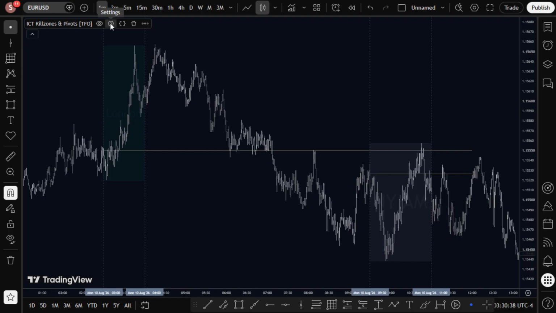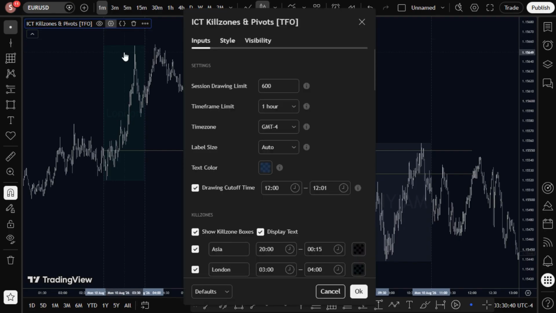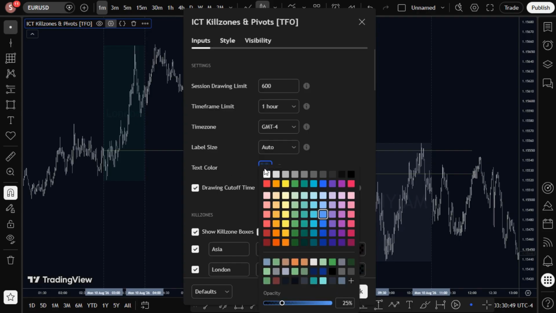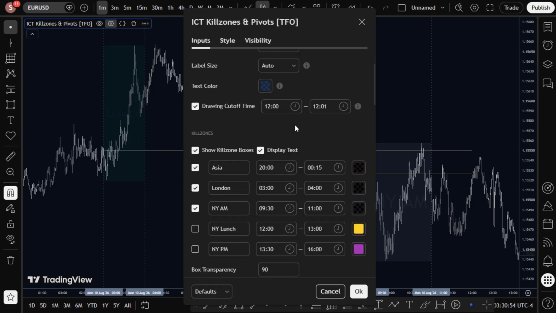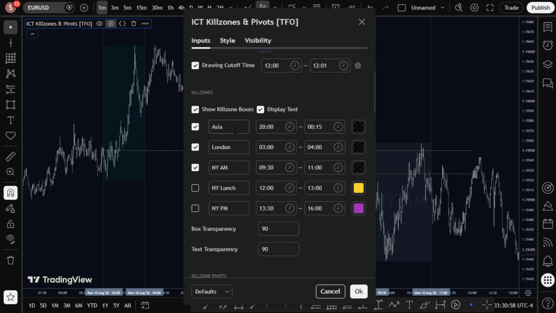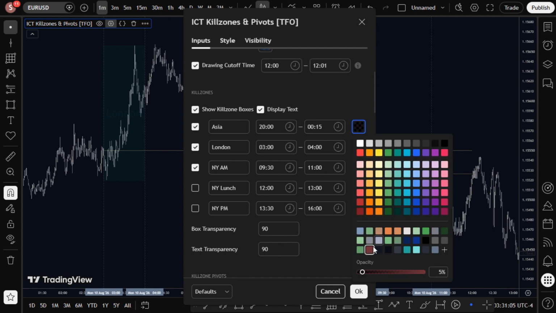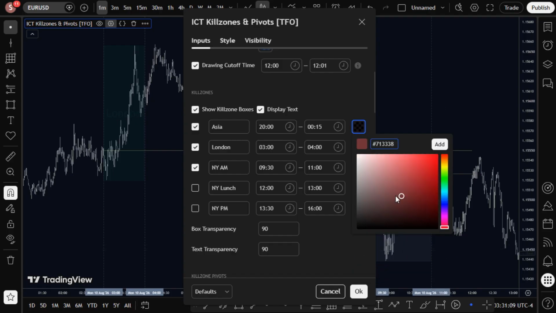Okay, so let me show you the settings for this strategy. You can pause the video and copy the settings. Look at it. My text color, depending on the background of your chart, is my text color. I'll show you everything. My Asia session 20 to 15, that is normal. This is my color. You need my exact color. Here it is.